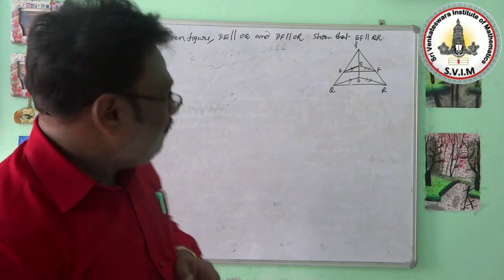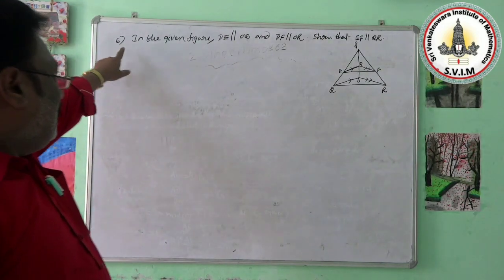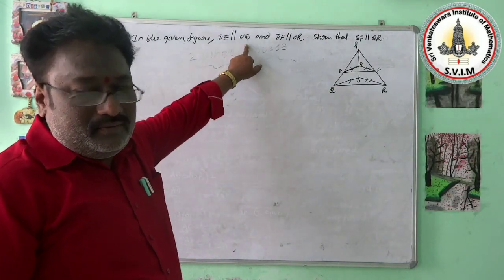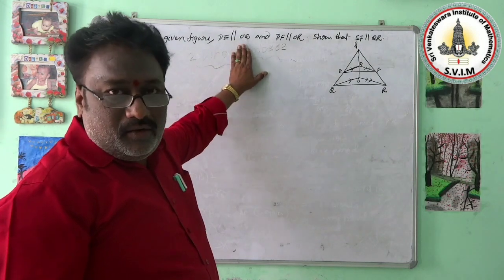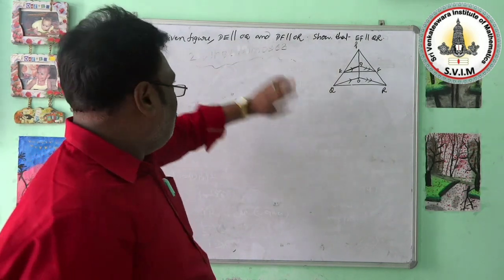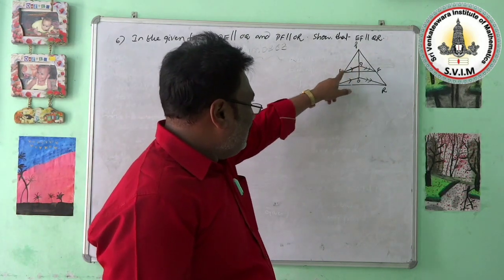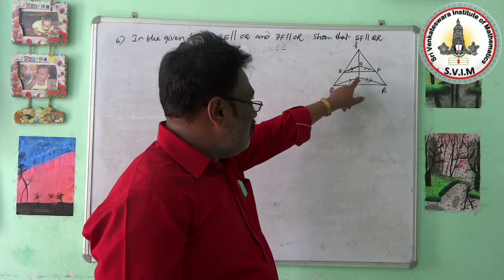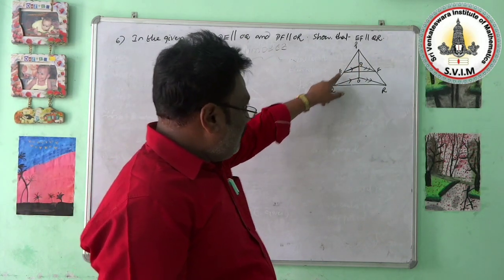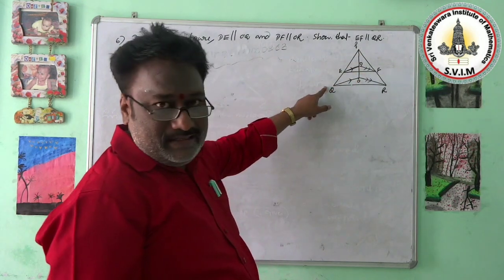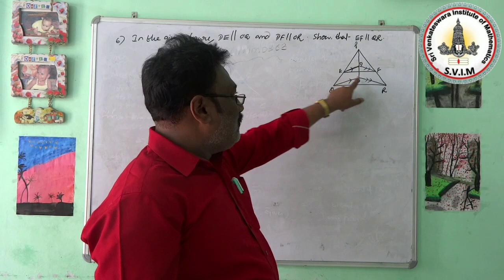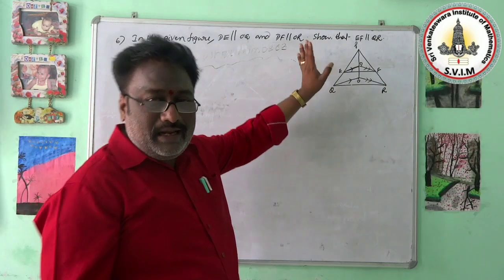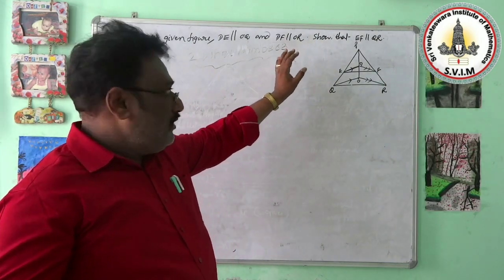Welcome back to the sixth problem. Let me read the problem. In the given figure, this is the given figure, DE is parallel to OQ. Just see where this formation is located in the given figure. So this is DE, that is parallel to OQ. That means we need to take this triangle. Because DE is parallel to OQ, we must consider this triangle. This idea you need to keep in your mind.